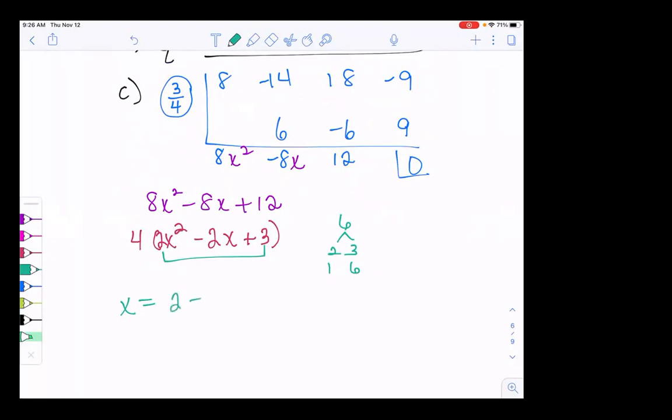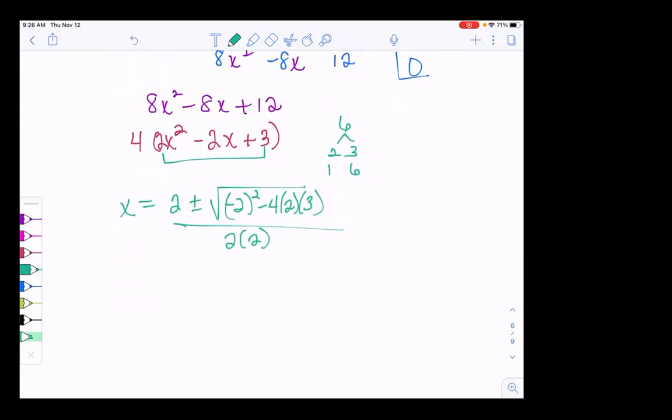So remember negative b plus or minus the square root of b squared minus 4ac, and then 2 times a. Use the smaller numbers. We already factored out that 4. Use the smaller ones. It'll be easier to work with.